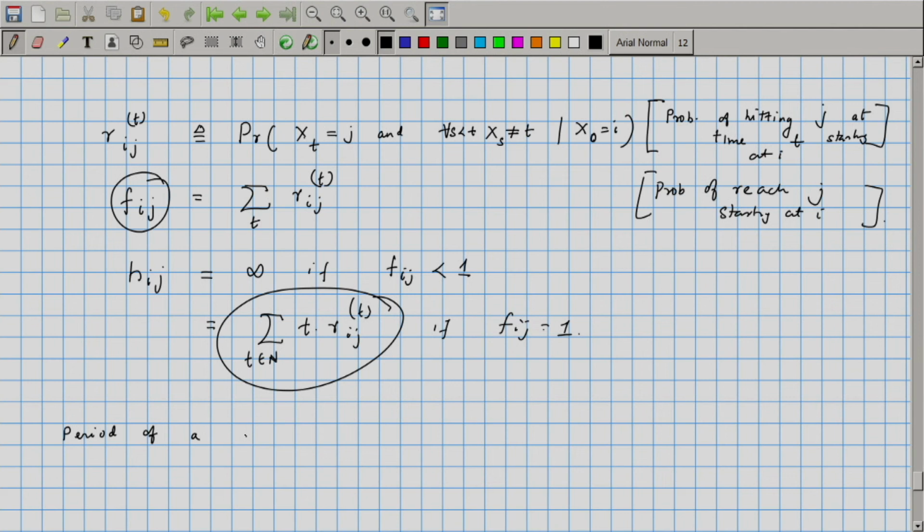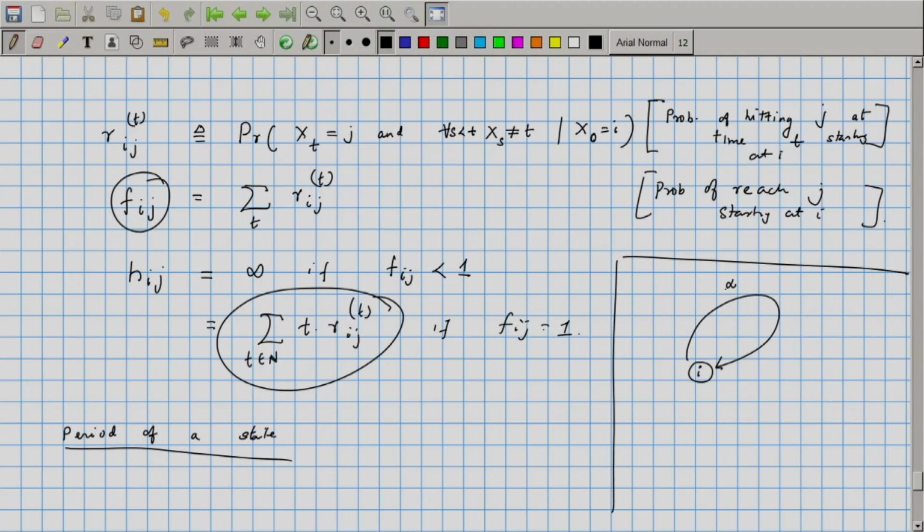Okay. So, let us say you are at one particular node, and let us say that node is I. You want to come back to this state I. How much time does it take? Let us denote that by alpha and look at all such alpha. The GCD of all those alphas is what we will call the period.